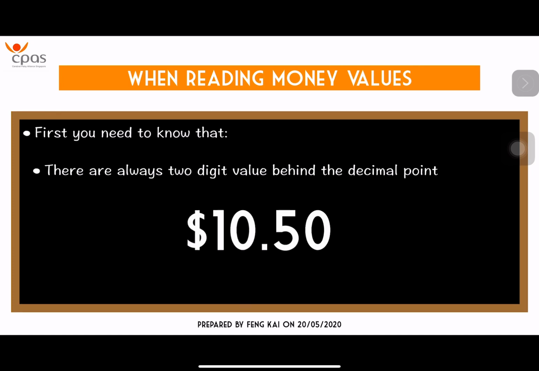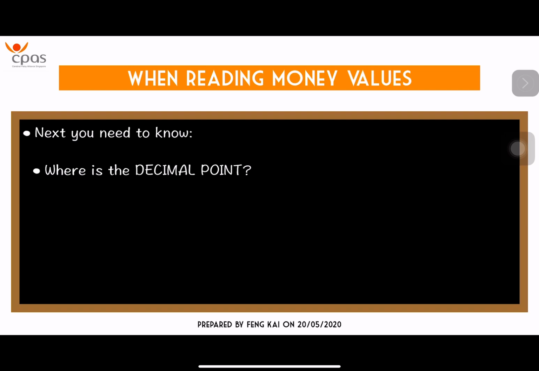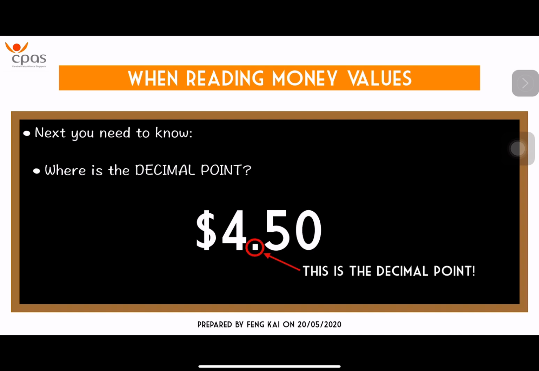If you look at this one here as well, the digit value behind the decimal point is also 50. Now let's cover the decimal point. This is very, very important. The decimal point is basically the dot that appears after the last 2 digits. It will always appear after the last 2 digits. There are some cases where the money value does not show a decimal point. In this case, you will take everything as the dollars instead.